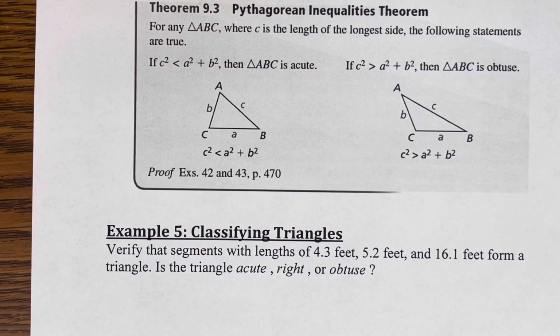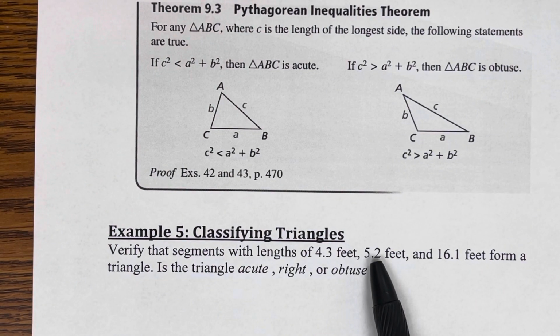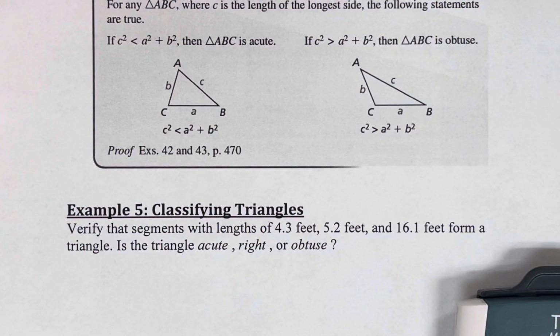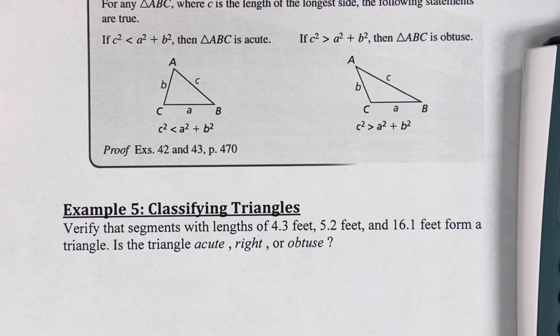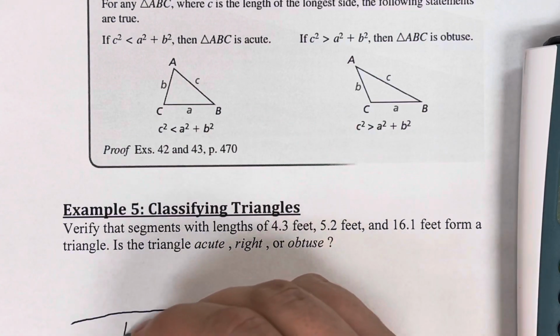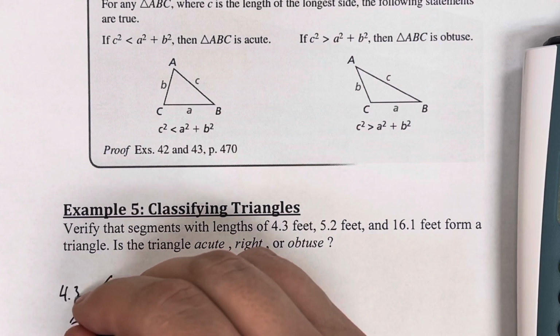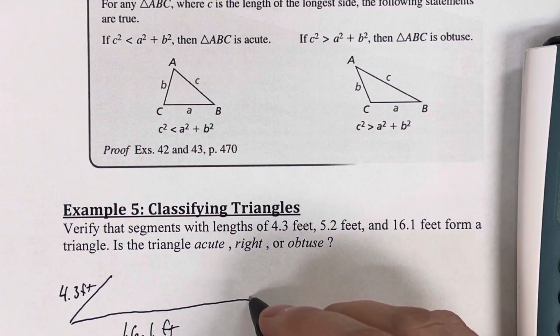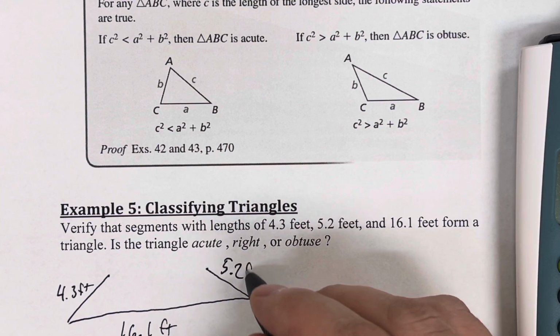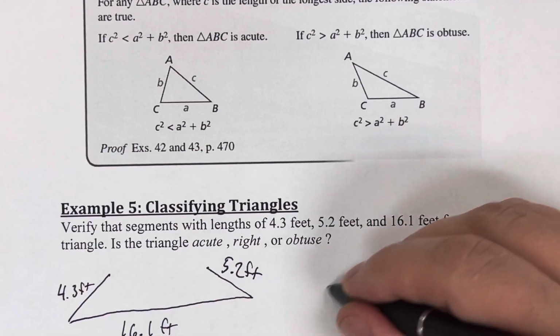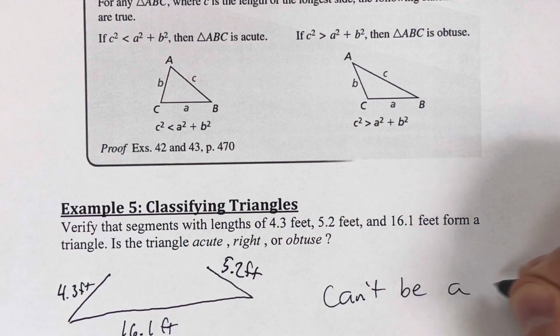And for it to be a triangle, the two shortest sides have to add up to more than the longest side. So in this case, when I check, 4.3 plus 5.2 is 9.5. All right, this cannot form a triangle, because if I have this 16.1 foot piece down here, and a 4.3 foot piece here, and a 5.2 foot piece over here, those two pieces are never going to touch. So it can't be a triangle.